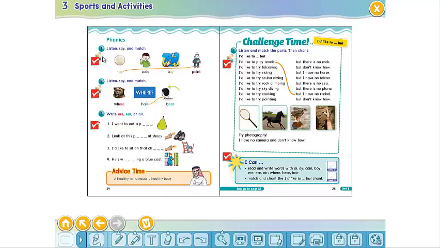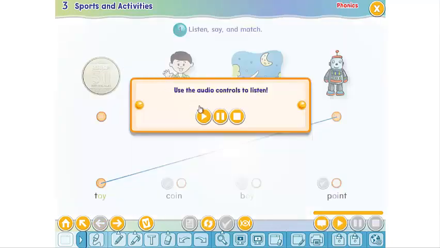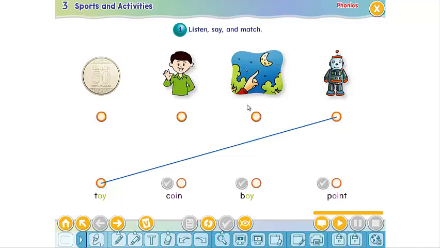Phonics. Exercise number 1. Listen, say, and match. Okay. Listen, say, and match. First listen, then match. هنسمع وبعدين نوصل the words with the picture. الكلمات بالصورة. Listen to words with OY and OI. They make the same sound.